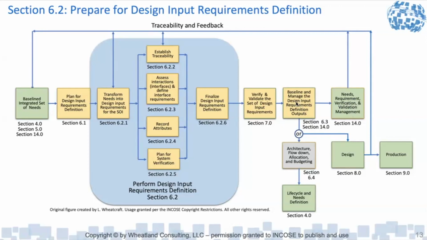But then, depending where we are in the architecture, we may have to flow the requirements down to the next level of architecture through allocation and budgeting. And so once we've done that, then for each of the receiving subsets and system elements, they're going to start this process over again and do the lifecycle and needs definition activities, and then they'll write their own set of design input requirements for their particular entity. If we have no further elaboration, then we're handing this over to architecture and design and then production.